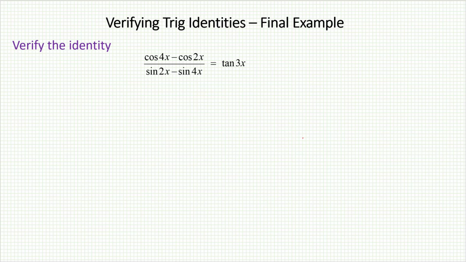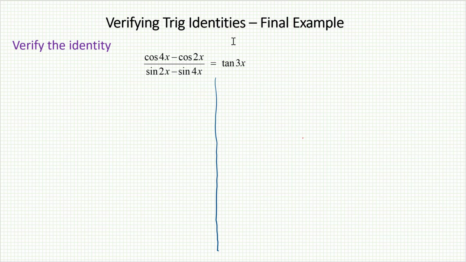Verifying trig identities, final example. We've been verifying these identities all throughout the chapter. Of course, every time we meet a new kind of advanced identity, we can use those to further help us to verify other identities. Here's an example. We'll use our standard technique here. We'll see if we can make these two sides match.